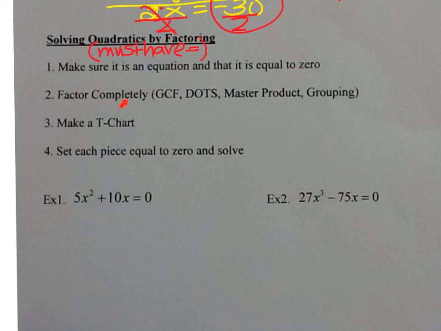All right, we're always going to factor completely. Remember, always look for GCF first. Difference of two perfect squares would be next. Actually, let me write above this. Remember, difference of squares is 2 terms. Right, you have to have perfect squares. Master product would be 3 terms. And grouping is 4 terms. Always GCF first, though. Okay, this always comes first.